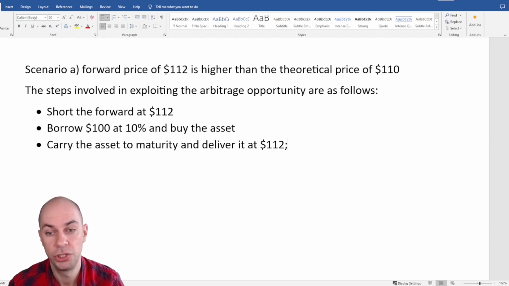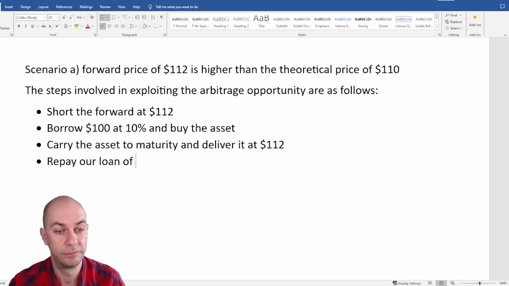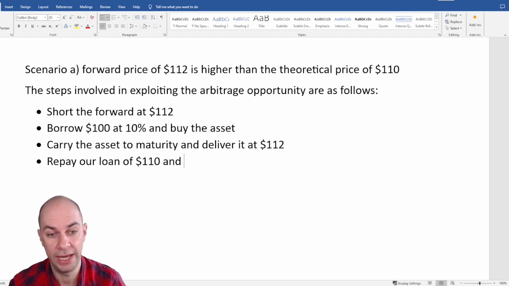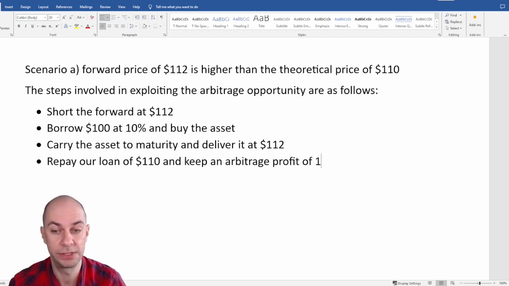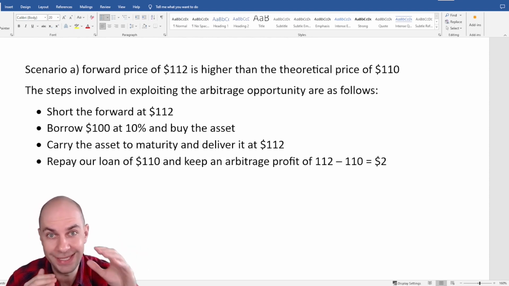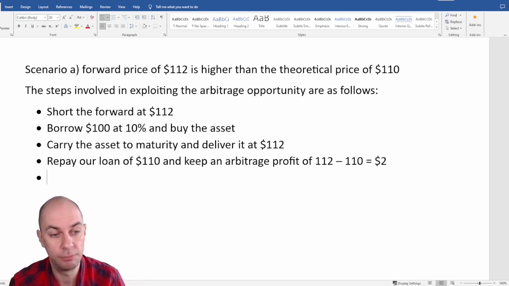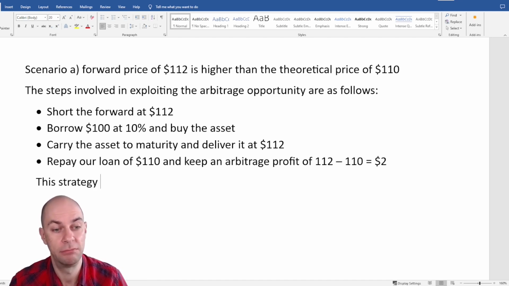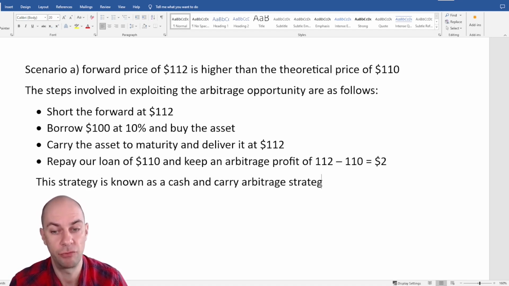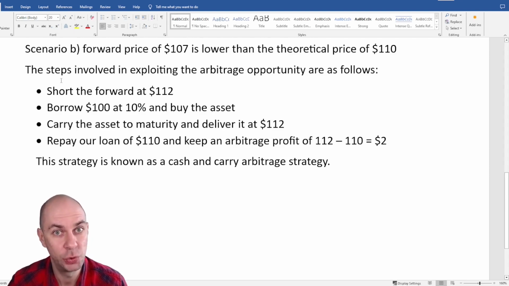But we also will have to have another step here, which is repay our loan of $110. Okay, I borrowed 100 at 10%, so I'm going to owe $110 and keep an arbitrage profit of the difference, 112 minus 110, which is going to be a couple of dollars. Now, this strategy here, where the forward is above the theoretical price, my friends, is known as a cash and carry arbitrage strategy.